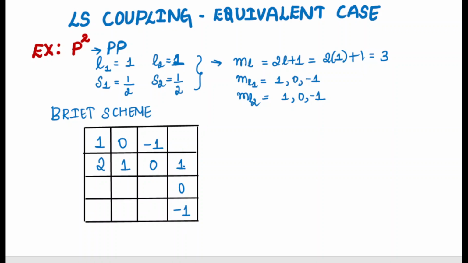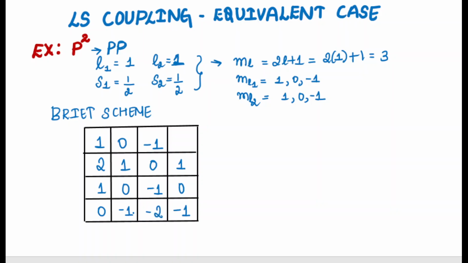The first element of the column is multiplied by all the elements of the row. Like this you need to add. Now coming to the second element of the column, 0 plus 1 is 1, and 0 plus 0 is 0. 0 minus 1 is minus 1. Now coming to the third element of the column, for the first row, it will be minus 1 plus 1, which is 0, minus 1 plus 0 is minus 1, minus 1 minus 1 is minus 2.